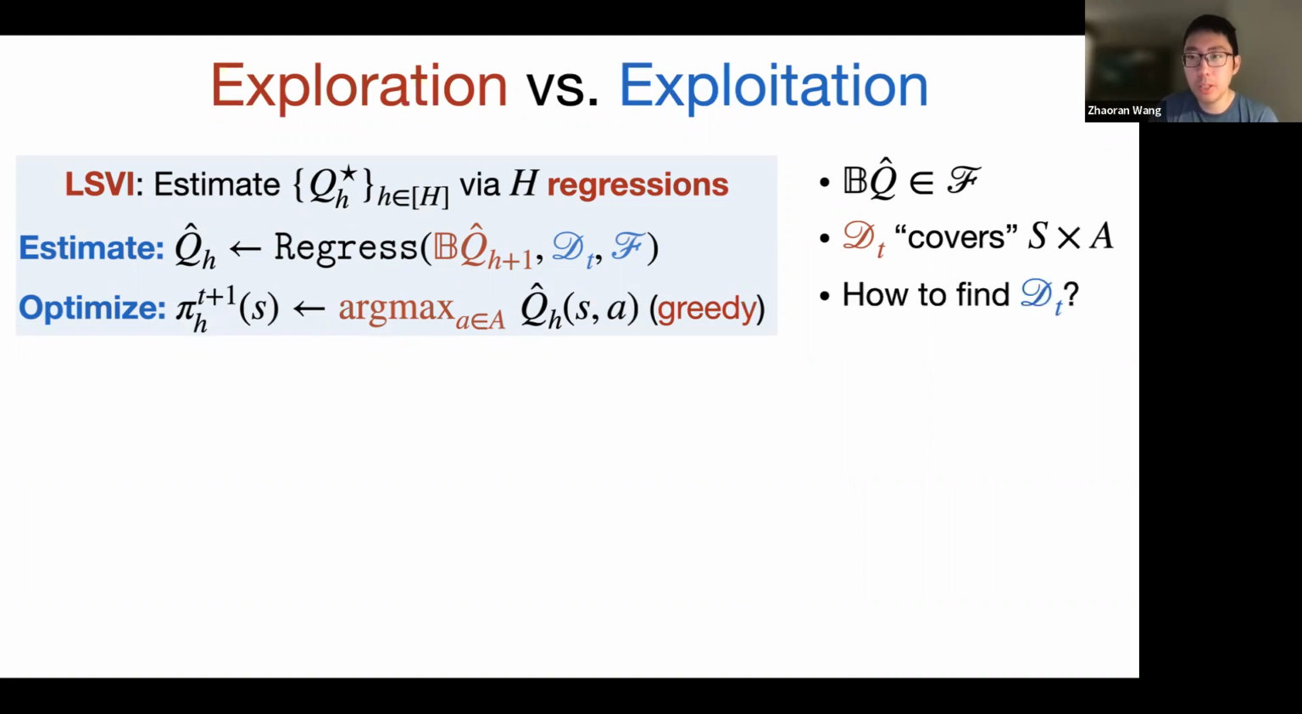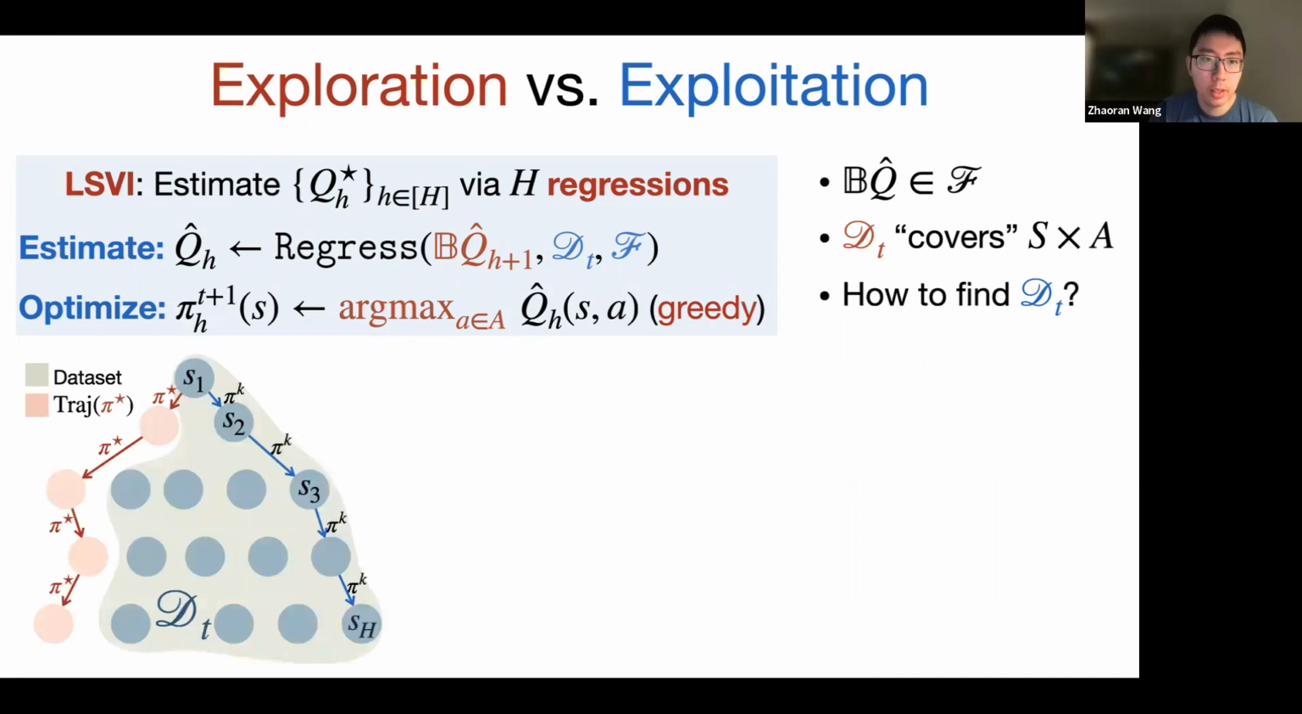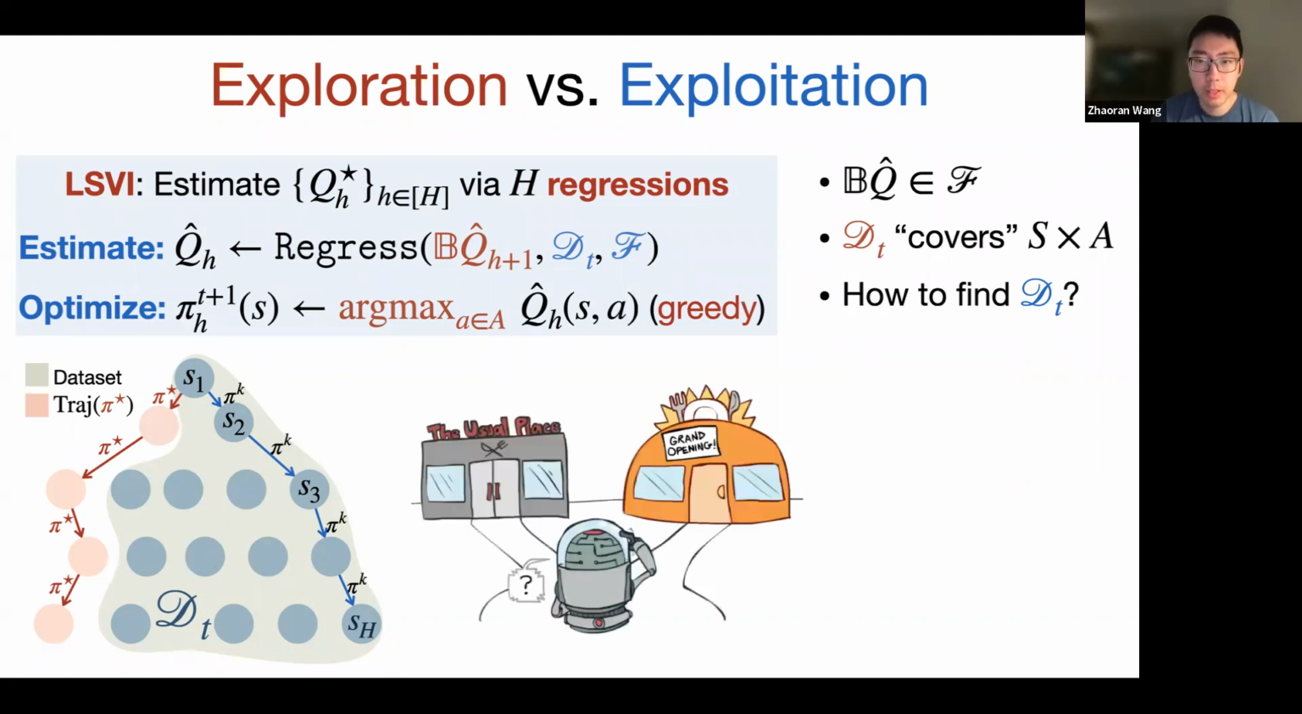And then the question is, how do I find this data set? What kind of trajectories do I want to collect to incorporate into my data set? A typical situation from the start is like this, right? You have a policy pi k for the k-th step, and you observe the trajectory, but you never see the optimal trajectory. So you want to move your data set towards the left by doing exploration.